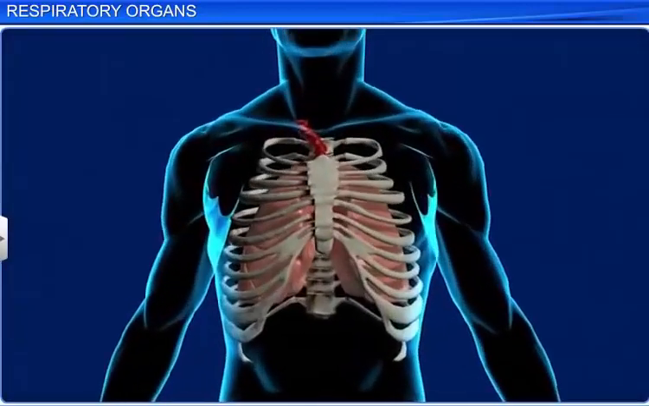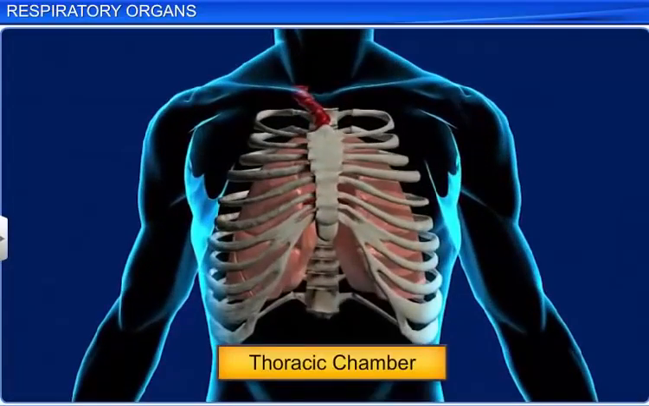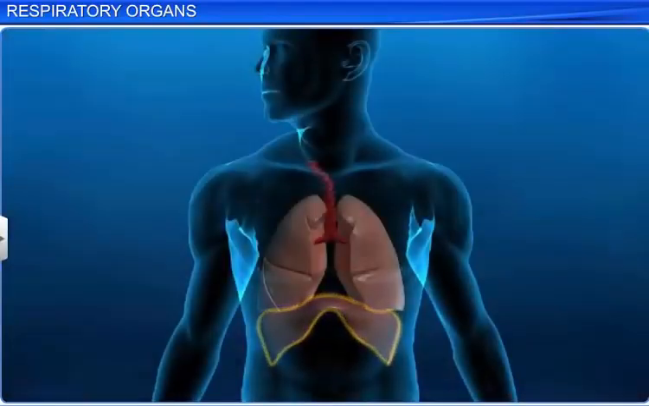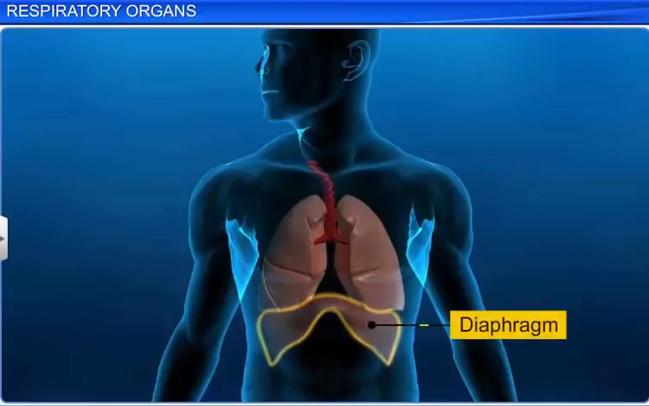The lungs are situated in the airtight thoracic chamber. A thick membranous structure below the lungs separates the thoracic cavity from the abdominal cavity. It is called the diaphragm.